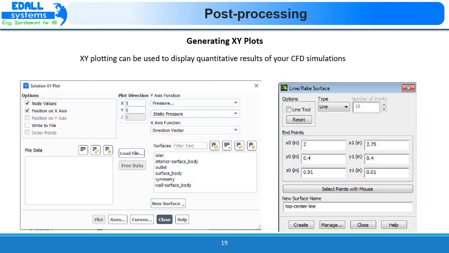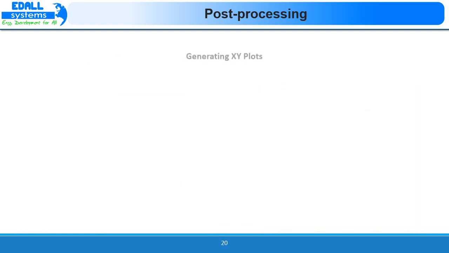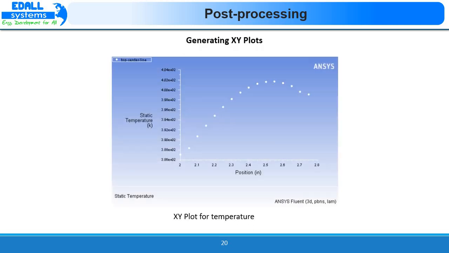So we can create different lines on which we want to see the variation of any particular variable. So we can create the lines. The line dialog box is also shown here. So we'll see how an XY plot looks in ANSYS Fluent. So after generating a plot, we can see this is how it will show in ANSYS Fluent.